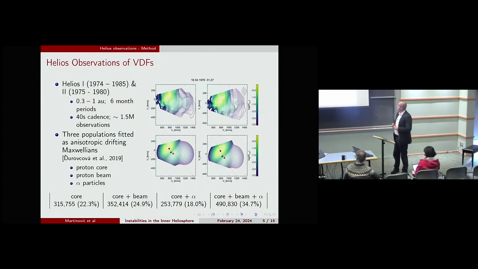Like there's a line going at 20 or 30 degrees to the horizontal on the top left. So it is instrumental, and it has to do with the field of view of the instrument and how much of actual physical space you can sample. But then you can take your fit, and what we do is fit with a sum of three Maxwellians, one of which is proton core, the other is proton beam, and the third one is alpha.